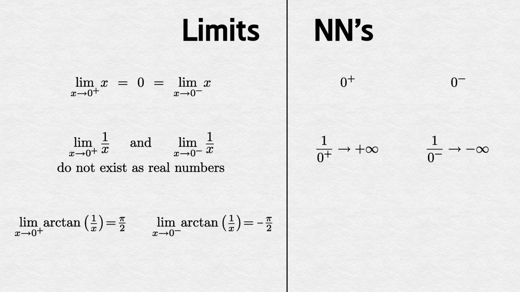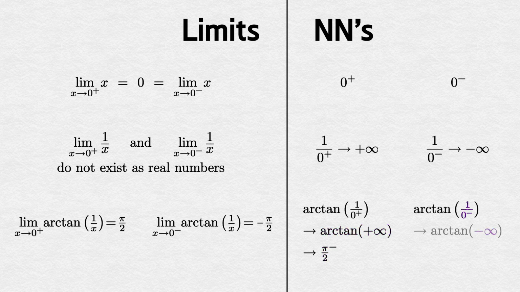Then we can apply the arctangent function. Arctangent of 1 over 0 plus fits into arctangent of positive infinity, fits into pi over 2 minus. And arctangent of 1 over 0 minus fits into arctangent of negative infinity, fits into negative pi over 2 plus. Equipped with the right objects, these computations are straightforward, working inside out as we'd like them to, and the finite and the infinite work seamlessly alongside one another.